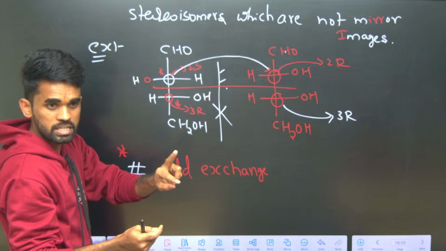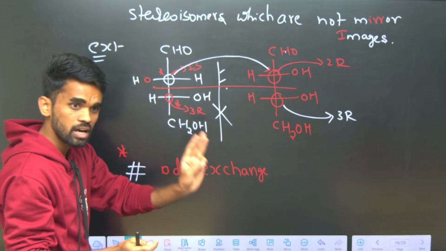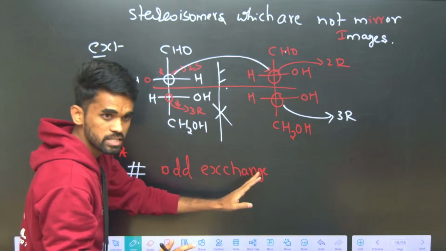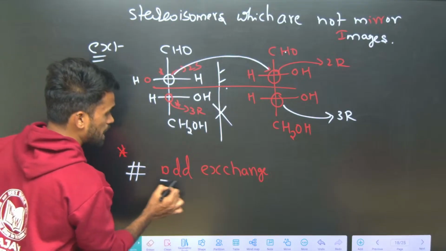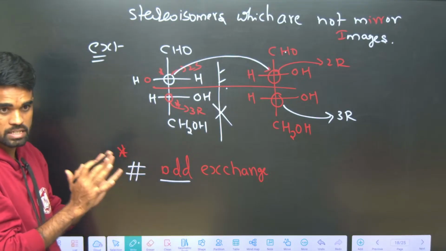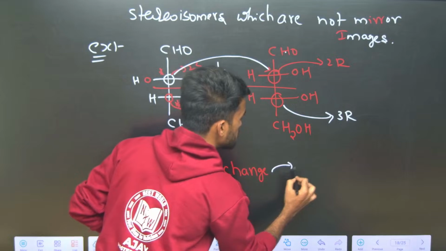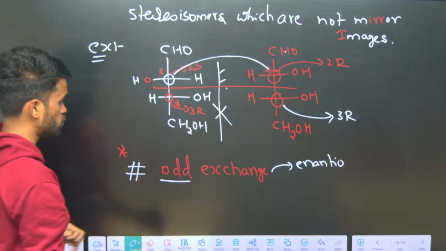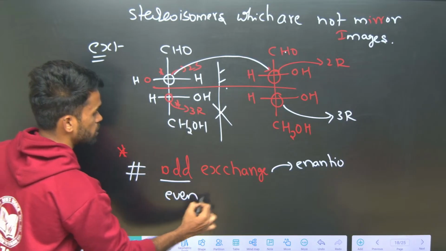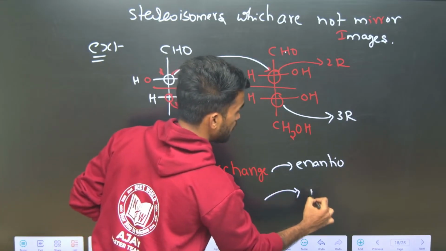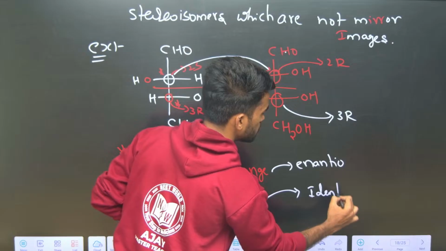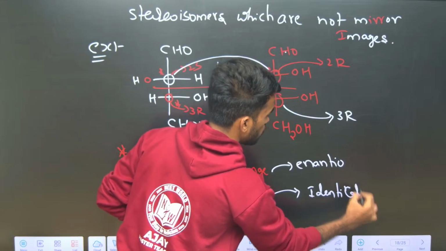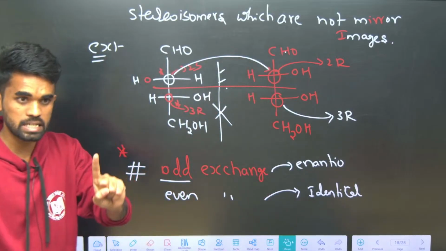If it is 2 exchanges, even. 3 exchanges, again odd. That's why I am saying odd exchange, even exchange. So at a chiral center, if you find an odd number of exchanges, then you can say it is an enantiomer. If it is an even exchange, you can say identical. So this is if we have one chiral center.